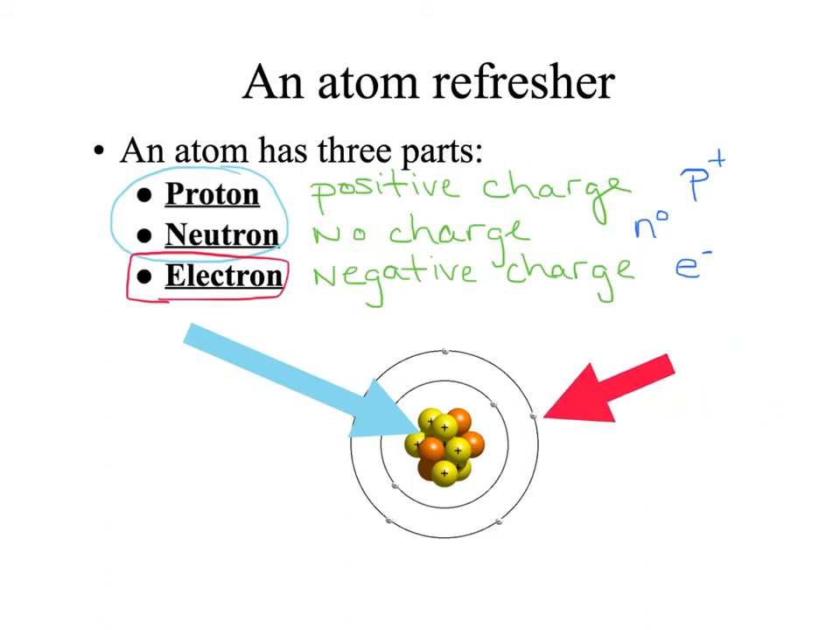So the key things to remember, an atom has 3 subatomic particles: protons, neutrons, and electrons. Protons are positive, neutrons are neutral, electrons are negative. Protons and neutrons live inside the nucleus, electrons orbit that nucleus. Also, electrons are significantly smaller than protons and neutrons.